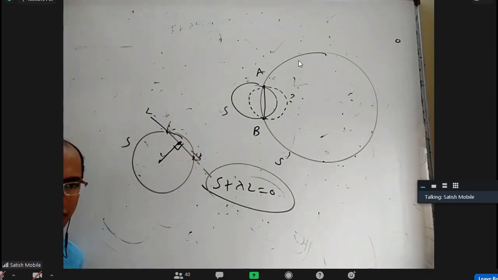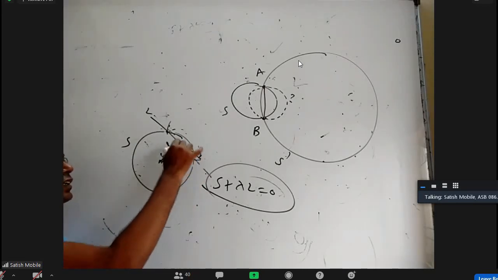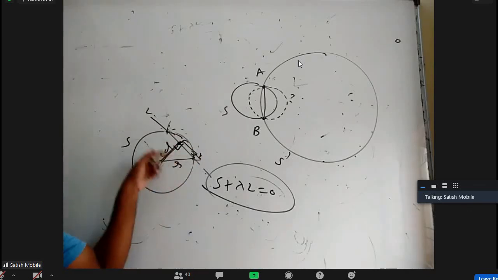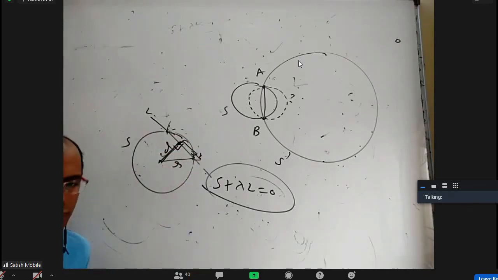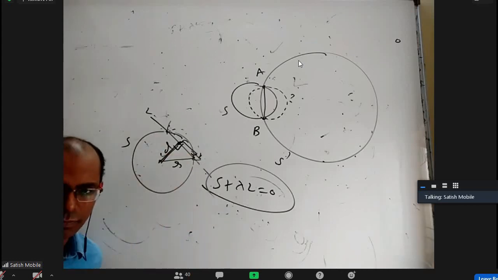And how will you find the radius? The length of the chord we can find. Yeah, 2 root minus S11 is the total length. Or this is R and this is D, root R square minus D square you can find. That root R square minus D square is the radius of the new circle. So one method is S plus lambda L, find the center, put it in the line.